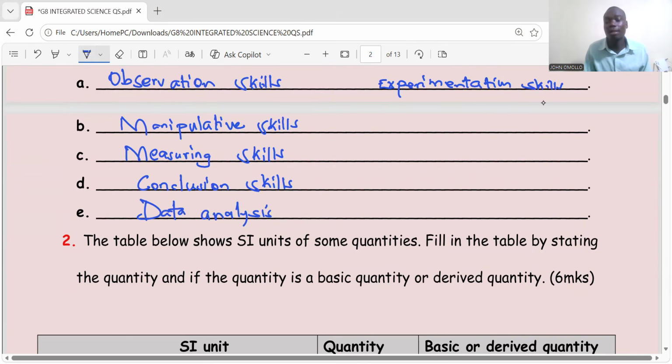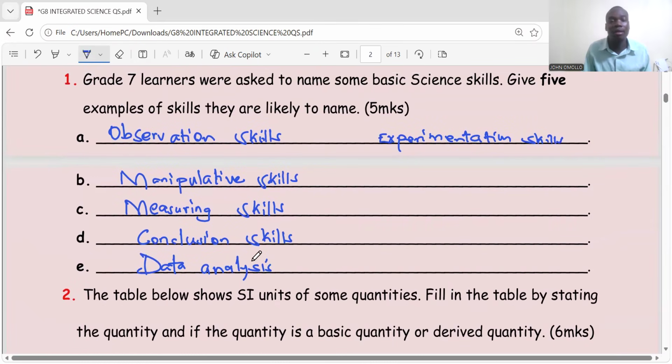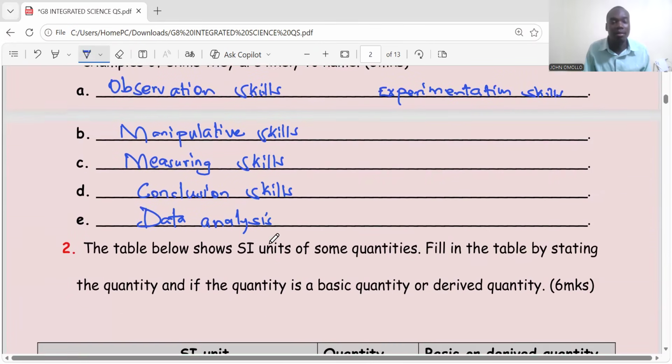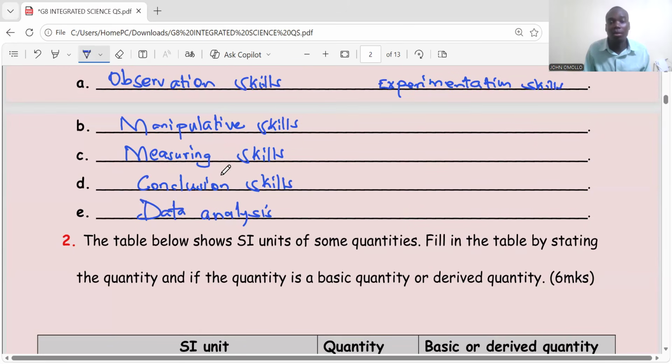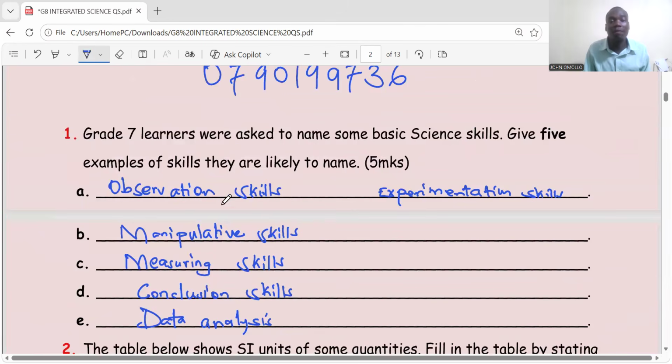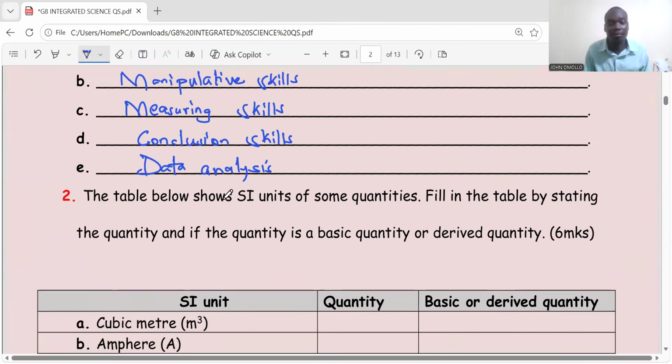Those are still skills. Now, those skills are needed, and where are they acquired? In science. When you want to analyze data, when you want to conclude an observation, when you want to measure, have some measurements, get the length, when you want to handle the apparatus, when you want to see the features that a particular specimen or object or an item has, you have to observe.